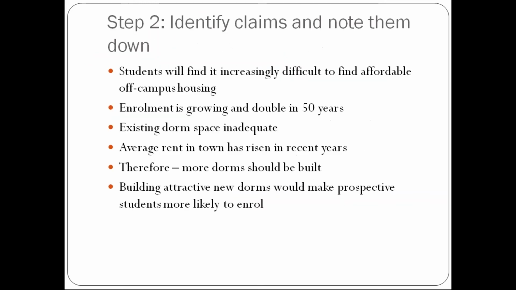We're looking at the claims. Right, the claims are: students will find it increasingly difficult to find affordable off-campus housing. Enrollment is growing and will double in 50 years. Existing dorm space is inadequate. Average rent in town has risen in recent years. Therefore, more dorms should be built. Building attractive new dorms would make prospective students more likely to attend. So that's the claims listed.